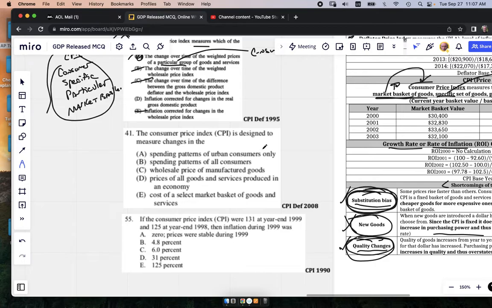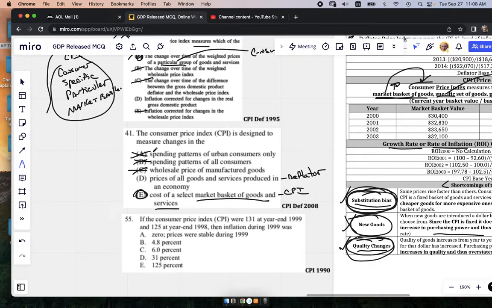Go ahead, stop it. Find your right answer. All right, 41. Spending patterns of urban consumers? No, it's all consumers. Spending patterns of all consumers? I don't think it's the spending patterns, it's the prices, right? Of consumer goods, not patterns of consumers. I don't even know what that means. It's kind of just thrown in there so that you might choose it. We know we don't talk about wholesale goods. Prices of all goods and services, that's the deflator. That is not the CPI. This is our CPI, a market basket of goods and services, meaning consumer goods only.